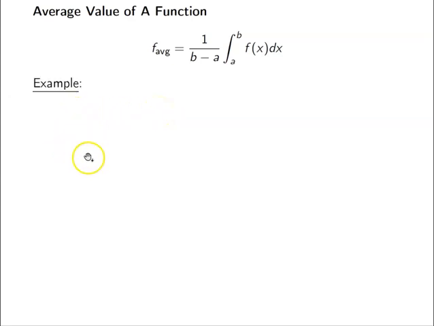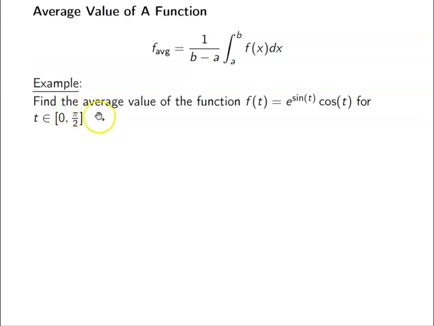So let's go ahead and start off with an example. Let's find the average value of the function f of t, that is e raised to the sine of t times cosine of t, over the interval from 0 to pi over 2. So if we set this up, my b is pi over 2, my a is 0, so the length of my interval is just pi over 2. And then I plug in my bounds, and then I have my function, okay?